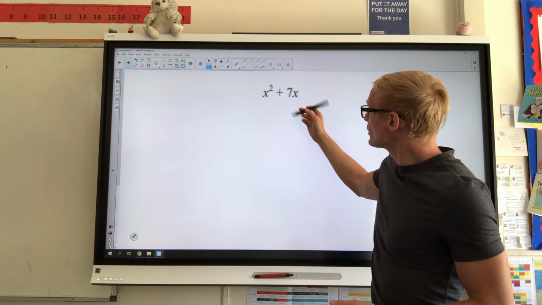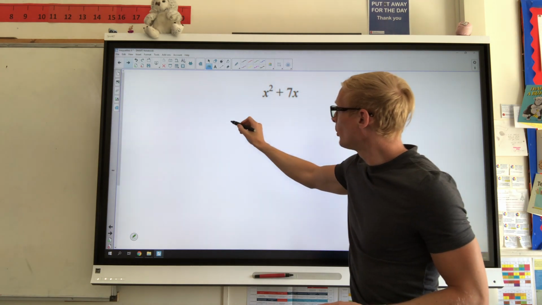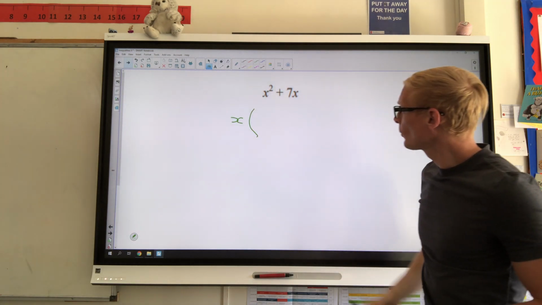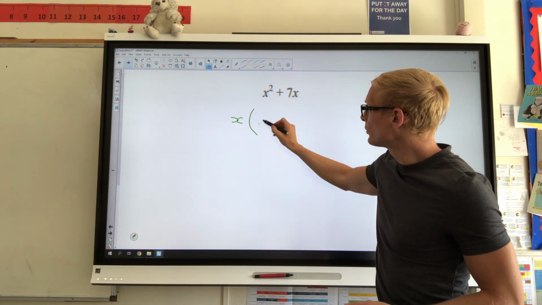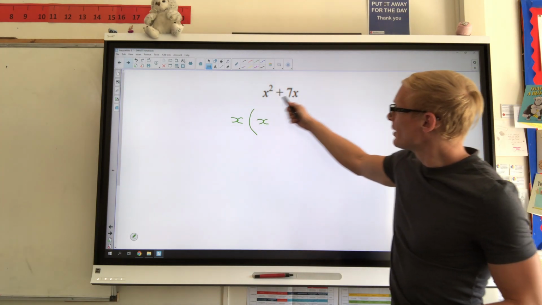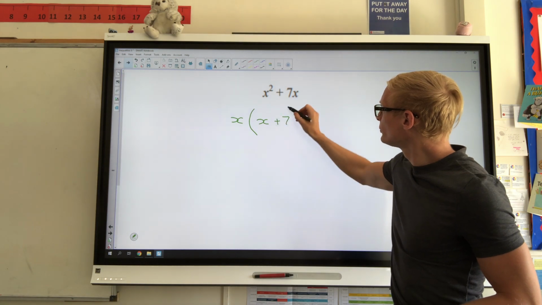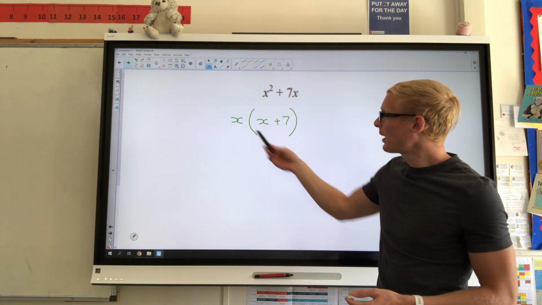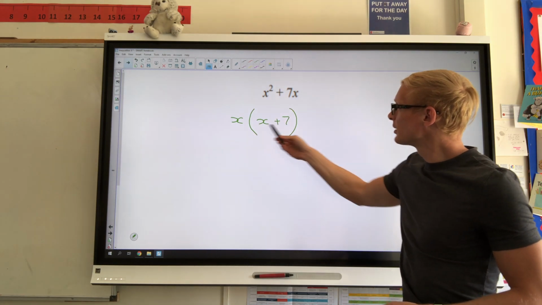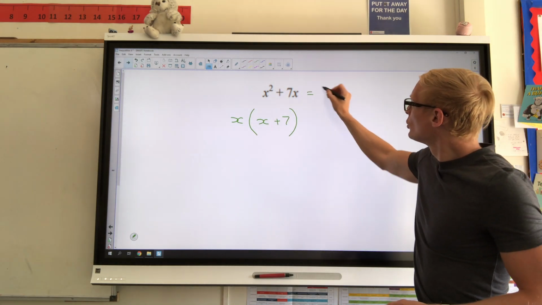So to factorise this, you look at what's common there, and the only thing that's common is x. And once you've divided that x squared by x, you're left with x here. Once you divide 7x by x, you're left with 7. Okay, so that would be factorised there. And you can check that just by expanding it. X times x is x squared, x times 7 is 7x.